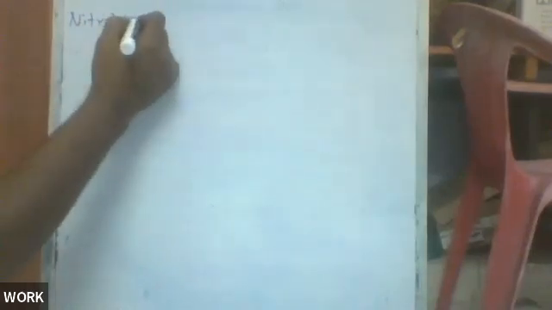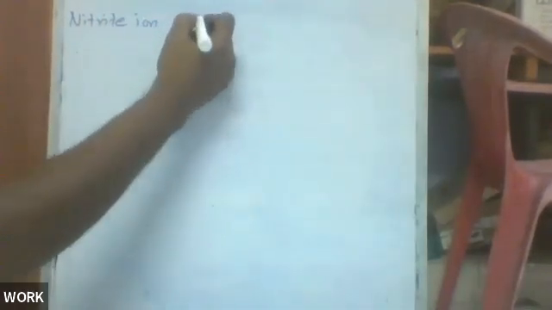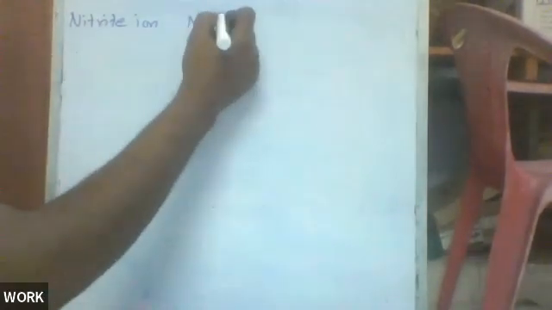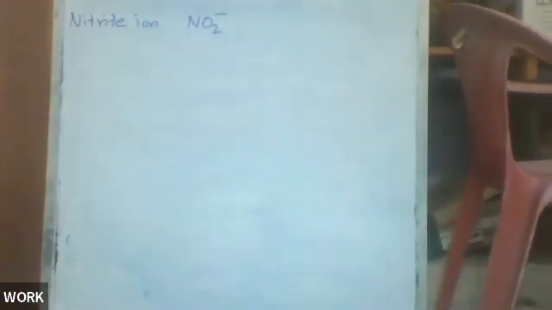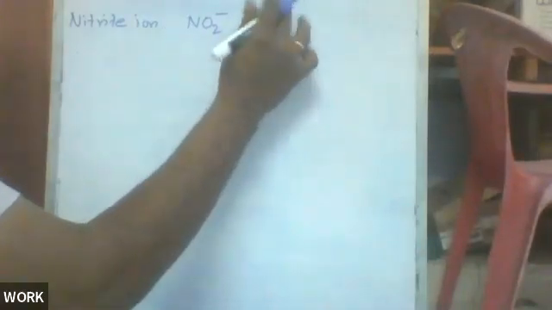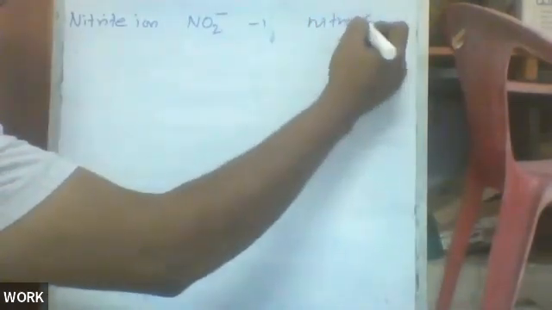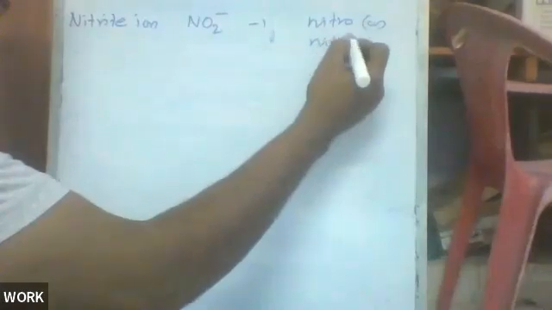We will take the nitrogen oxide ligand. Nitrite, that means NO2 minus 1. Before, we wrote nitroxide. Now we write nitrite, charge -1. Nitro or nitrito.